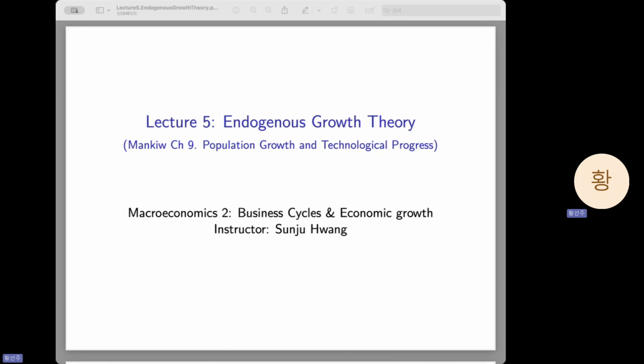Hello everyone. Today we are going to start Lecture 5, Endogenous Growth Theory, which corresponds to Chapter 9 of Mankiw's textbook. The title is Population Growth and Technological Progress. In the previous lecture, we've so far focused on the Solow model. So today, we will discuss its limitations and we will study models that try to explain technological progress endogenously, from within the model itself.